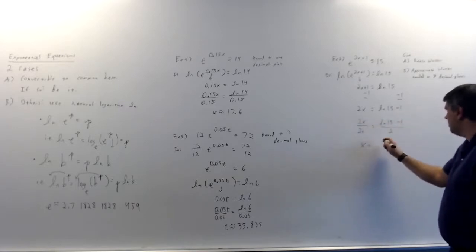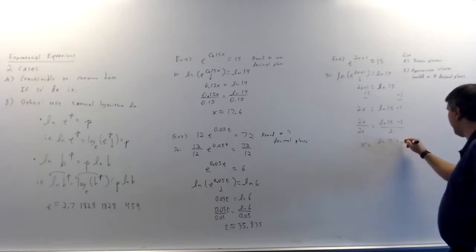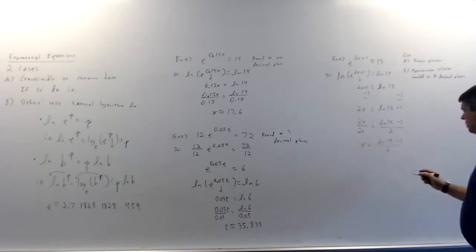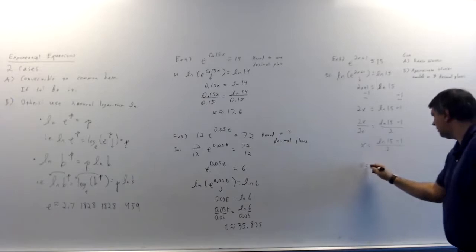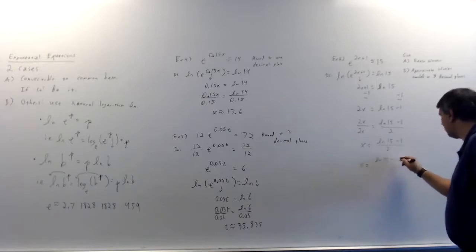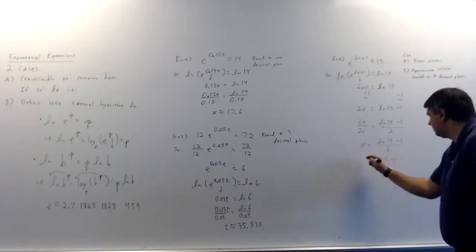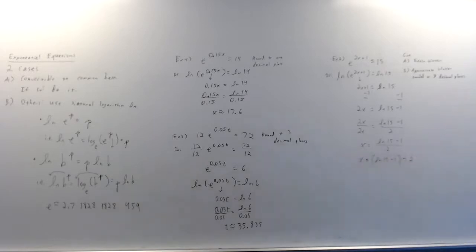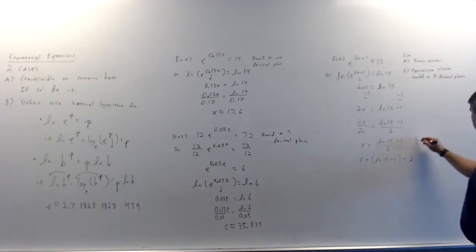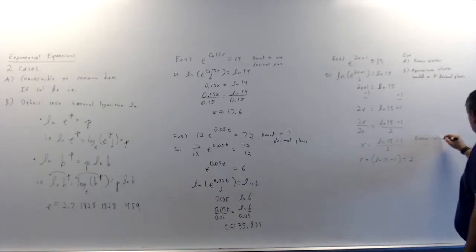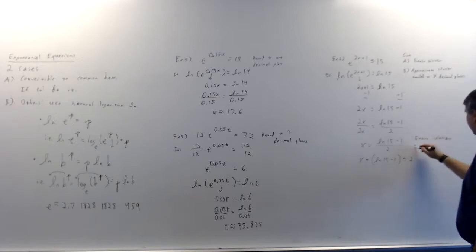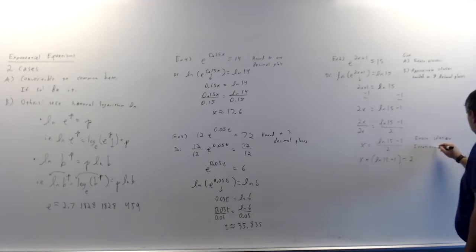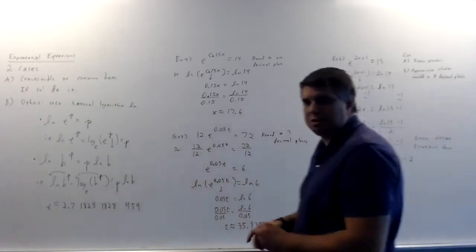So x equals the natural log of 15 minus 1 over 2, or the natural log of 15 minus 1, divided by 2. All right, so this is an exact solution. This could also be called irrational form. That's another way of describing the form of that solution.